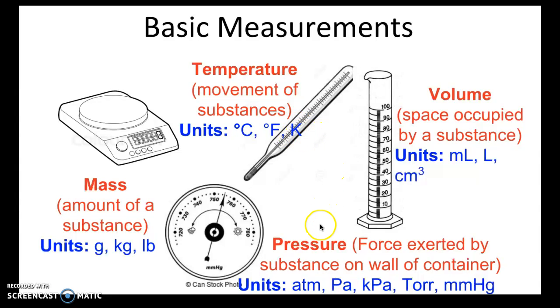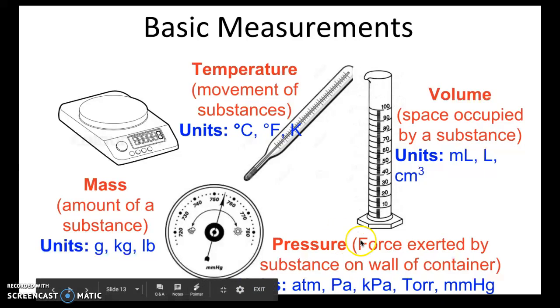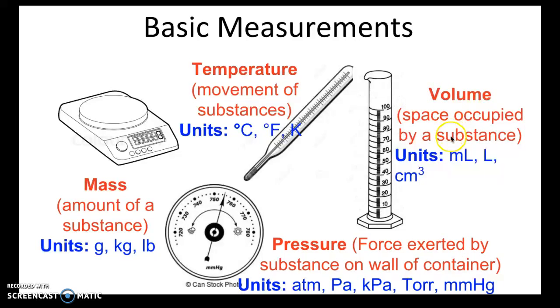especially when we're dealing with gases. Moving on now to pressure, which is the force exerted by a substance on a wall of a container. We can use something like a barometer to measure the pressure. Common units for that are atmospheres, pascals, kilopascals, torr, and millimeters of mercury. The last measurement we're going to look at is volume, which measures the space occupied by a substance, and the units commonly for that are milliliters, liters, and you want to add this onto your notes, cubic centimeter, which is actually equivalent to a milliliter.